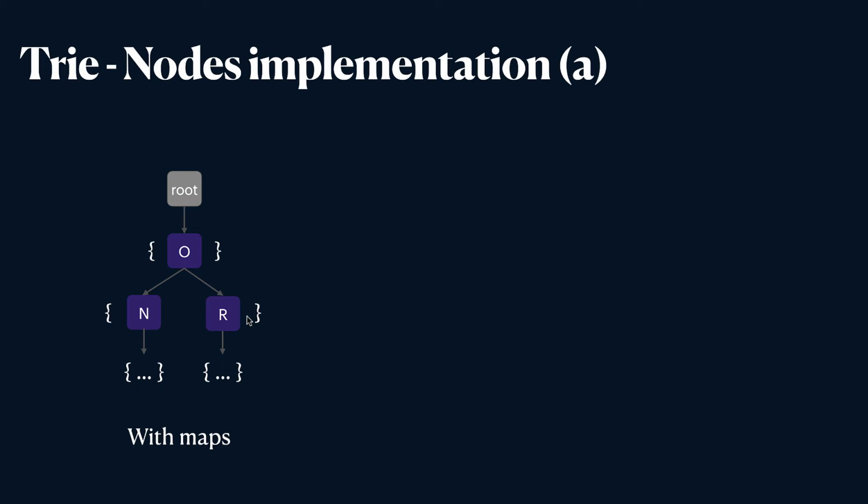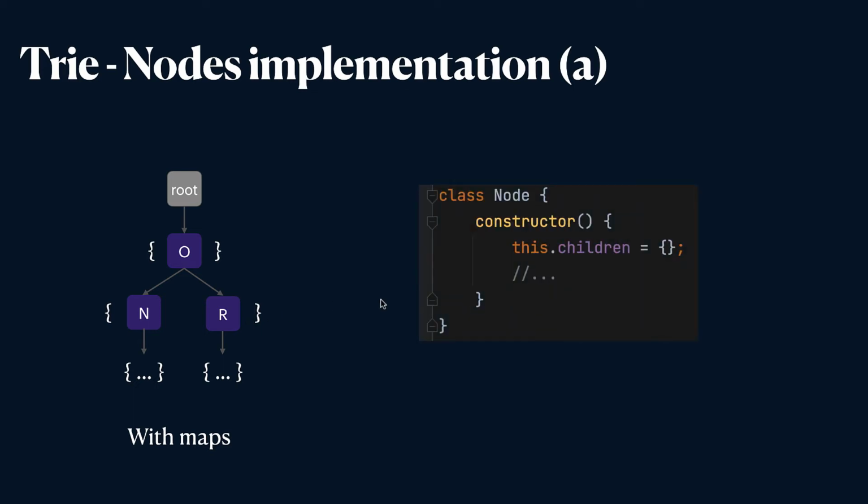One way to do it is to use maps. Let's see how it's done. So we have a node, we have a constructor. We don't care about other parts of the constructor, but the main point is that children are equal to an empty map. So when we want to add some other node, we just say that children with the key O has another node inside it as value, and this other node will be R or N, as we see in the picture.